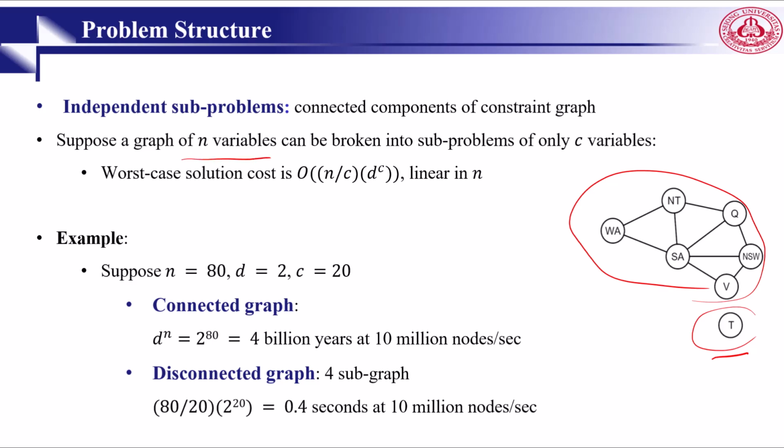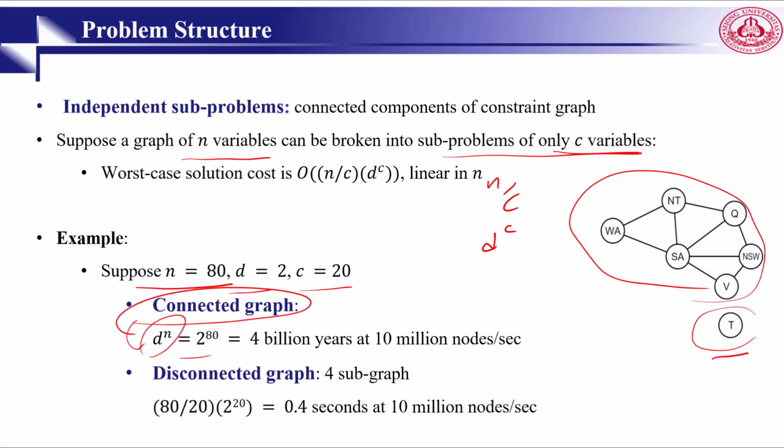If n is the number of variables, and we can separate them into subgraphs with C variables each, then the number of independent subgraphs will be n divided by C. And if d is the number of values in the domain, the state space of a subgraph is d to the power of C. If we separate it, the number of computations will be much less. For example, we have a graph of 80 nodes, and they are binary, and we consider subproblems of C equal to 20. If it is a connected graph, a single graph, d to the power of n, 2 to the power of 80, it takes 4 billion years at 10 million nodes per second if you want to try this one. So it means that with 10 million nodes per second processing, it takes 4 billion years to compute.